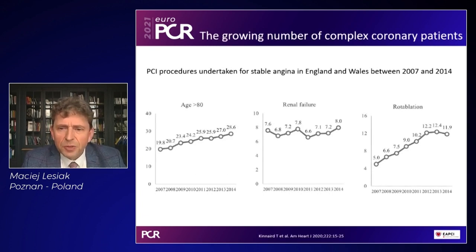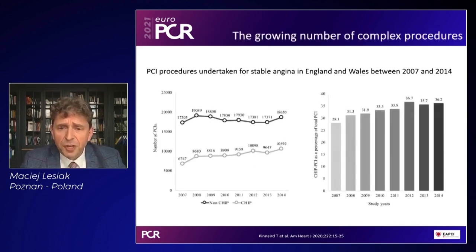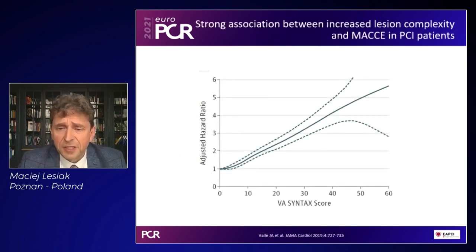And actually, this data from England and Wales show how the number of elderly patients with renal failure increased over the years, from 2007 to 2014, which translates into the need of using more aggressive PCI techniques, like for example, rotational atherectomy. So you can appreciate here that in 2007, the percentage of complex PCI was only 28%, whereas in 2014, the percentage of complex PCI was above 36%. So I think that currently it may be even close to 50% of all the cases we do in our cath labs.